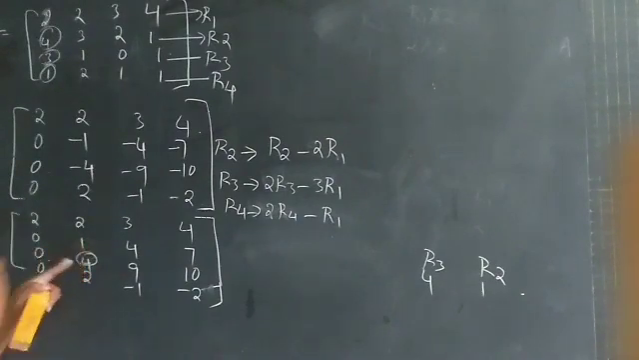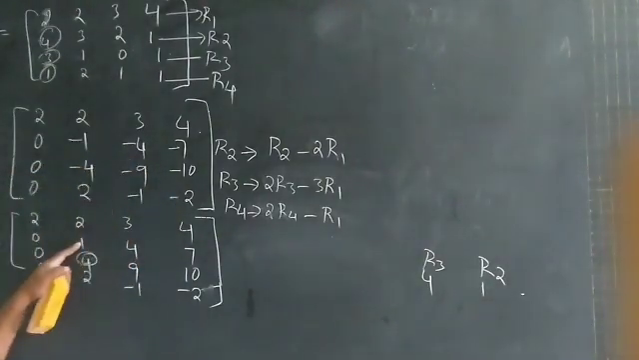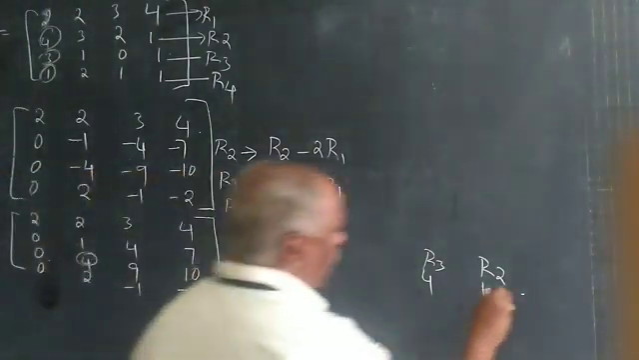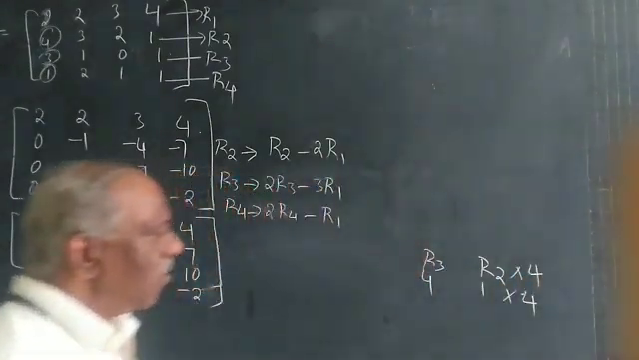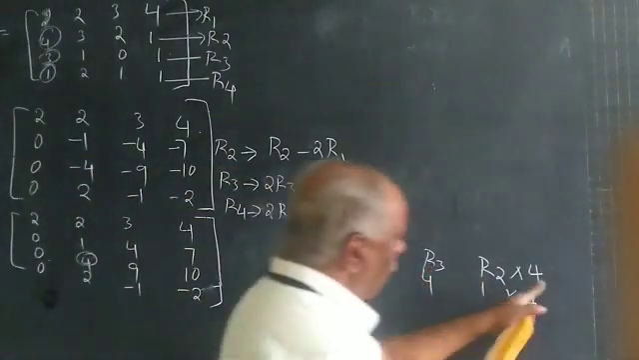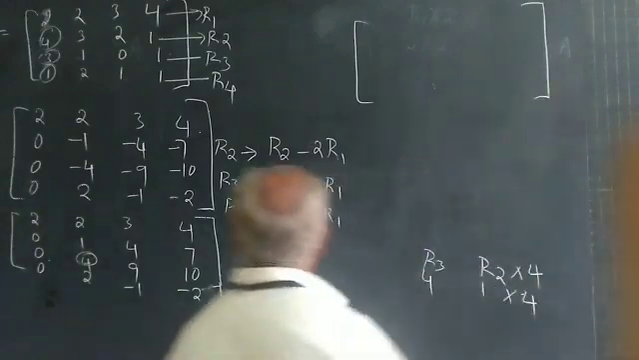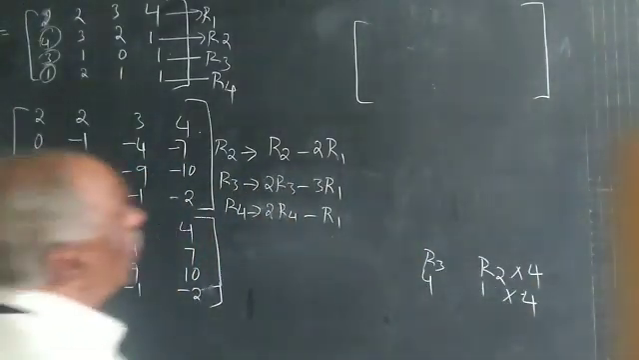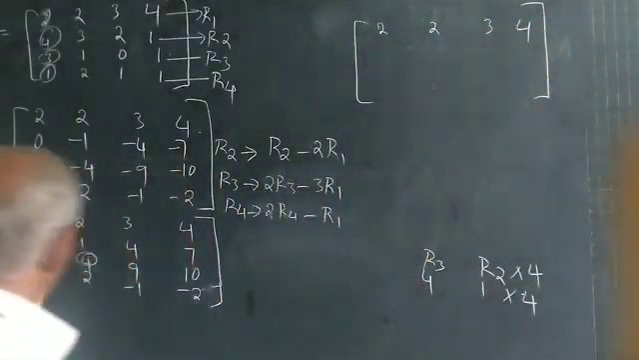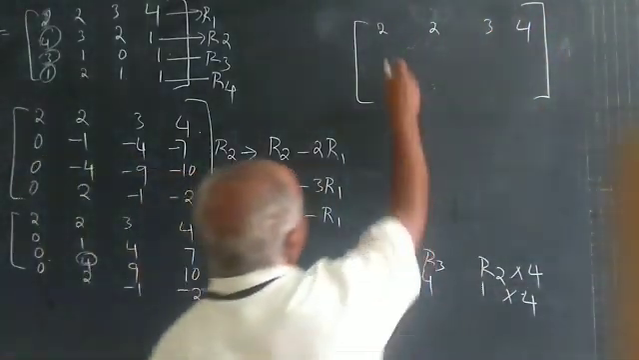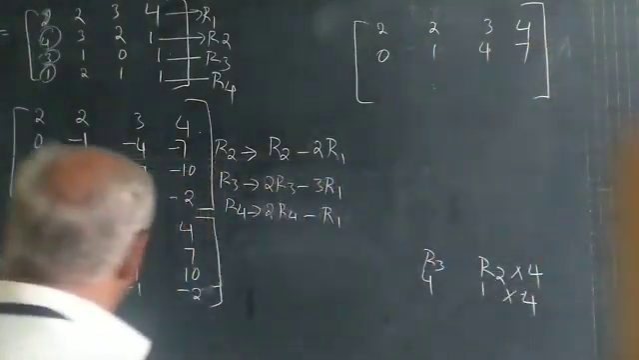Now I have selected 4 and 1. I am selecting 4, which is in R3, and 1, which is in R2. So what do I do? Multiply by 4. So this is also multiplied by 4. So the row operation is R3 minus 4R2. So in the next step what am I writing? 2, 2, 3, 4. Write that as it is. Second row as it is, you are writing 0, 1, 4, 7. Write that as it is.